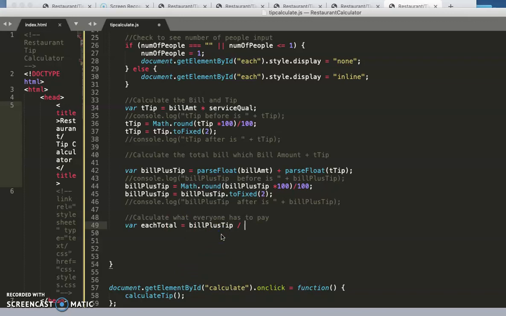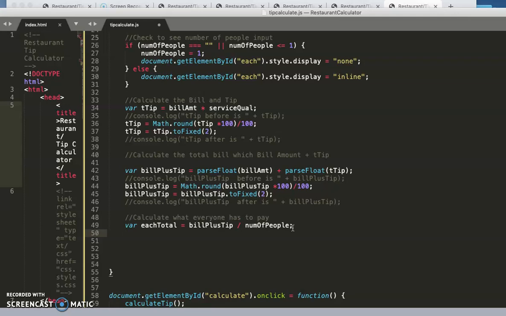divided by, can you guess what it is? It's going to be the number of people who have to pay, and that's numberOfPeople. So that's cool. Pretty easy, right?